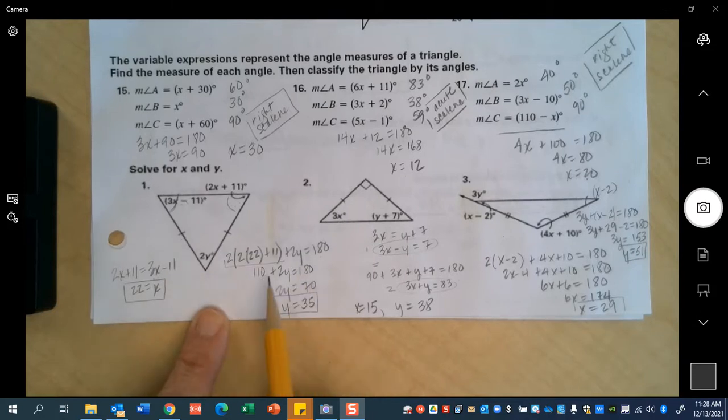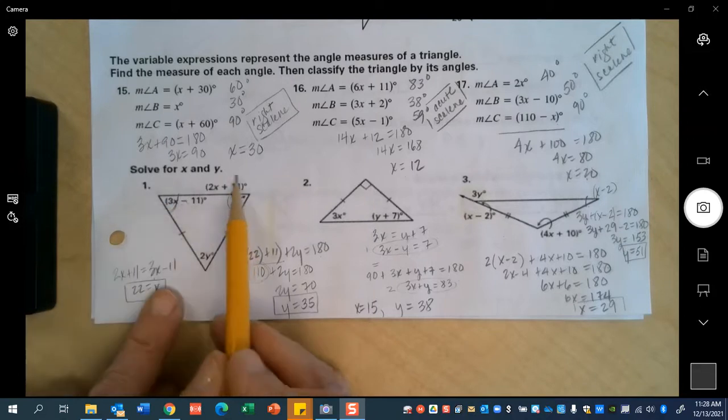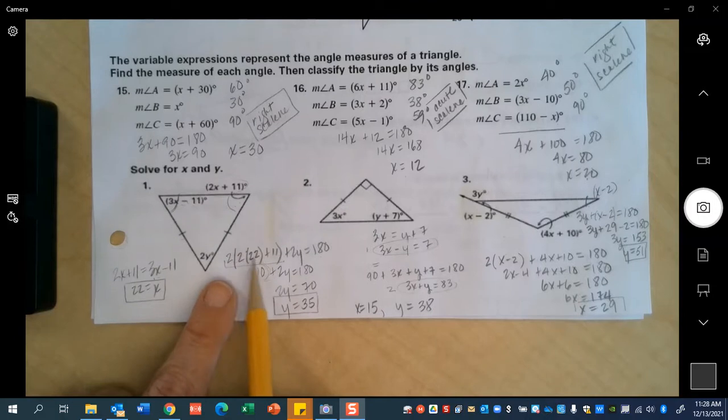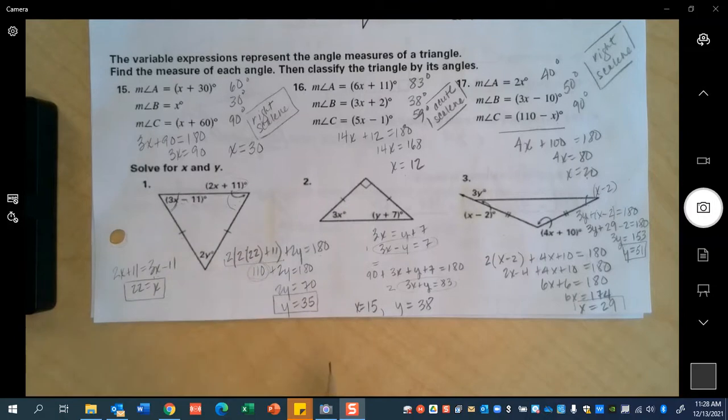Yeah. That's this 110. I was very lost when you put the 2. Right, because each of these is there twice, right? So 2 times, and I plugged in the 11 for the x. But yeah, they were 55, so you could write 55 plus 55 plus 2y.